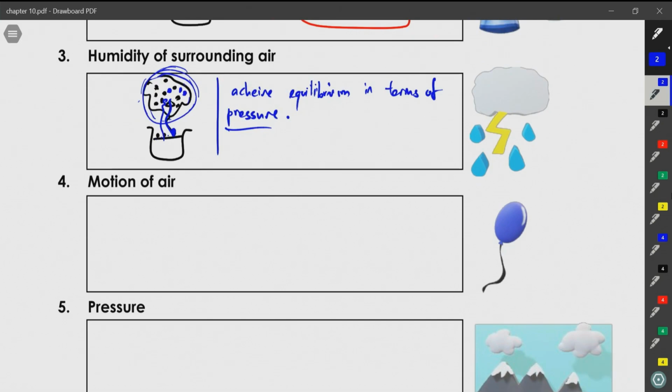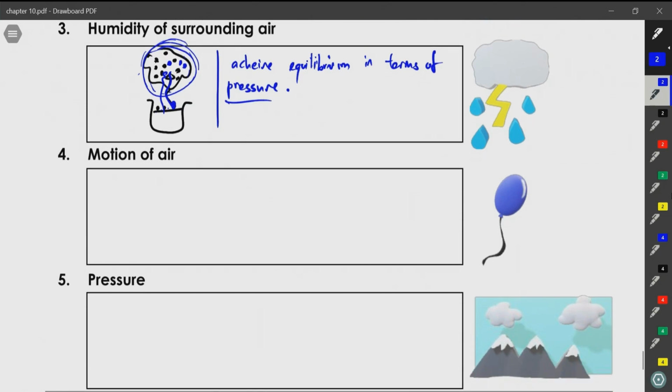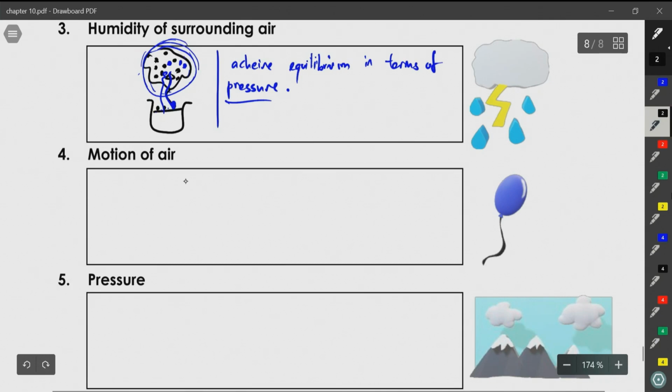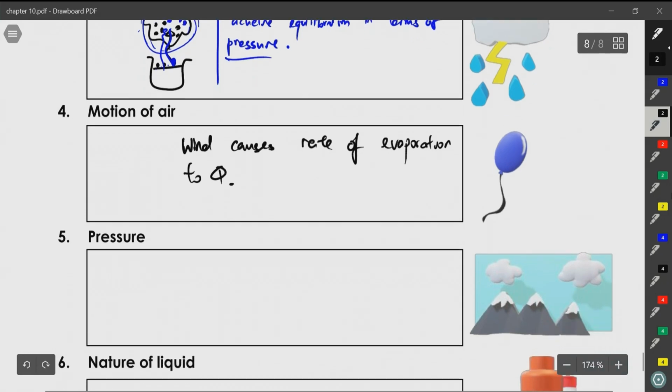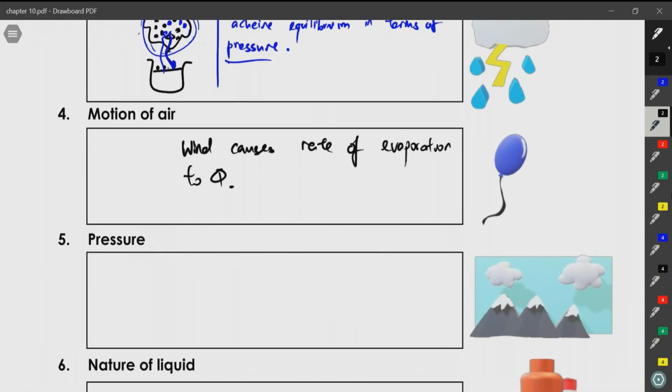Motion of air. Now if the air is slow versus the air is fast, it makes a difference as well. I think it's pretty straightforward. Basically it's like wind. Wind causes the rate of evaporation to increase. The faster the motion of the air, the faster the rate of evaporation.